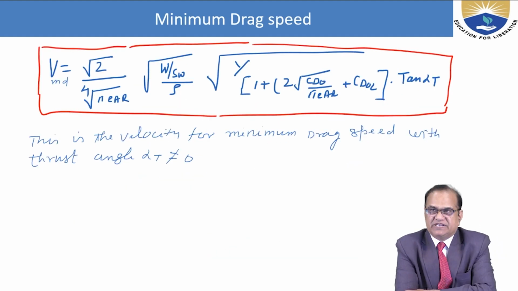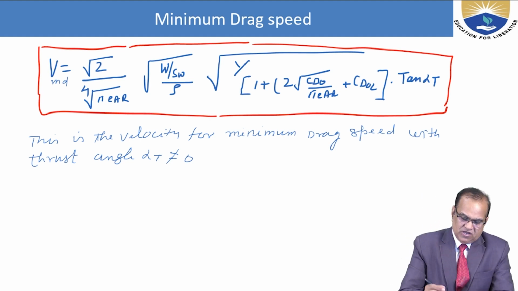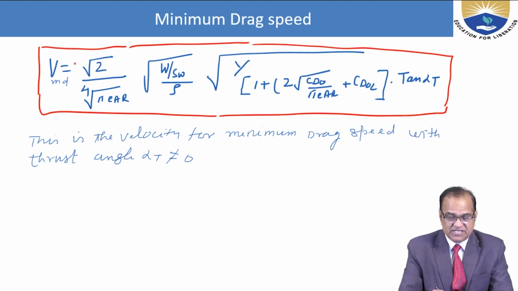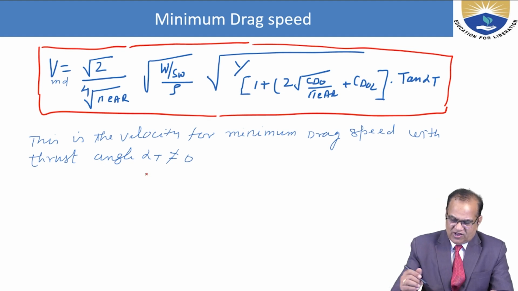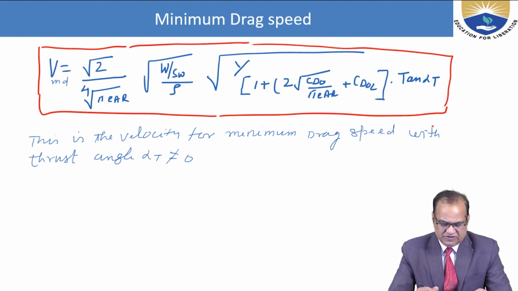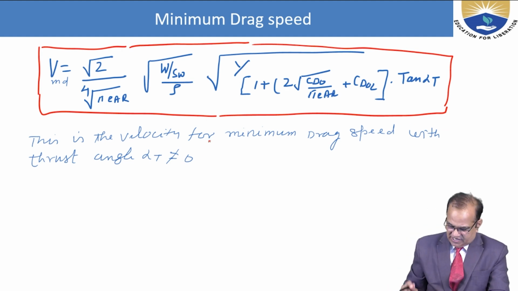So minimum drag speed. How to find out the minimum drag speed? We can find it from the previous equation: under root 2 by rho, under root 1 by 4 pi E aspect ratio, under root W by S_W, under root 1 by 1 plus 2 under root CD naught by pi E aspect ratio plus CD naught L into tan alpha T. Just we have put this value for CL. So this is the velocity for a minimum drag speed with thrust angle alpha T not equal to 0.